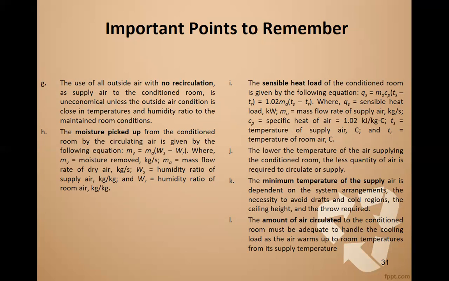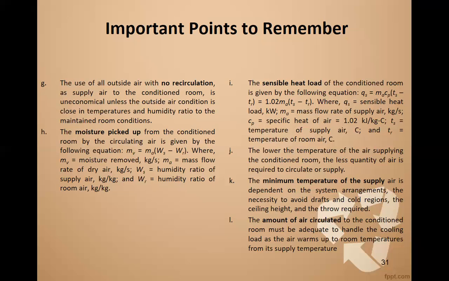H, the moisture picked up from the conditioned room by the circulating air is given by the following equation. M sub W, M sub water, is equal to M sub A times Ws minus Wr, where M sub W is the moisture removed, kilogram per second. M sub A is equal to mass flow rate of the dry air, kilogram per second. Ws is equal to humidity ratio of supply air, kilogram per kilogram. And Wr is equal to humidity ratio of room air, kilogram per kilogram.